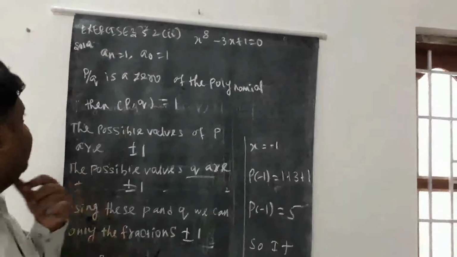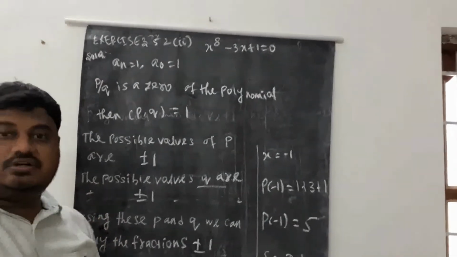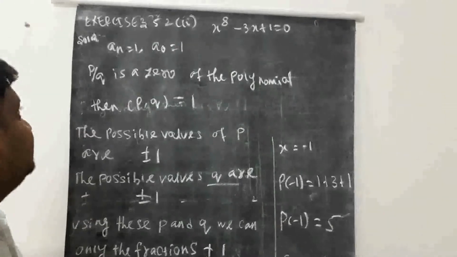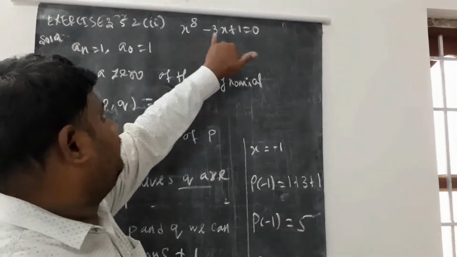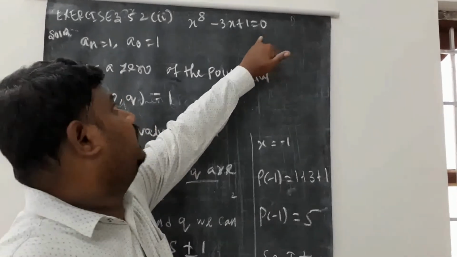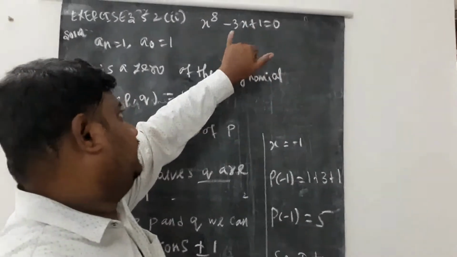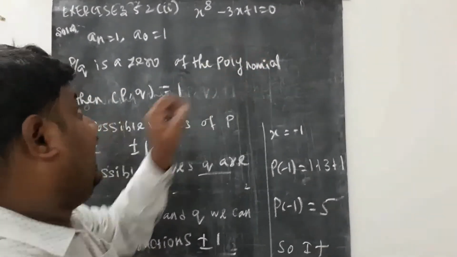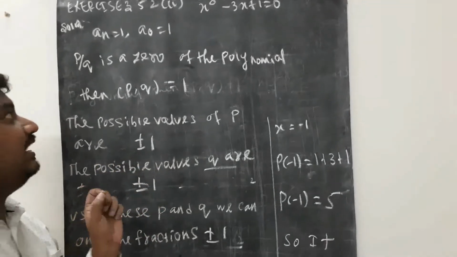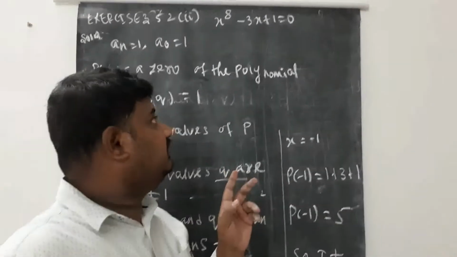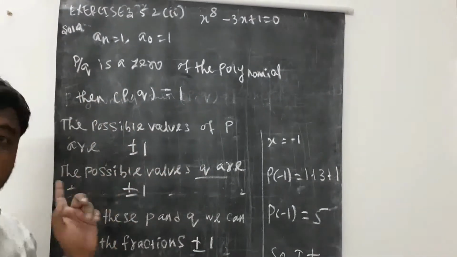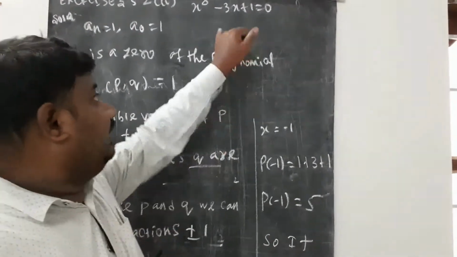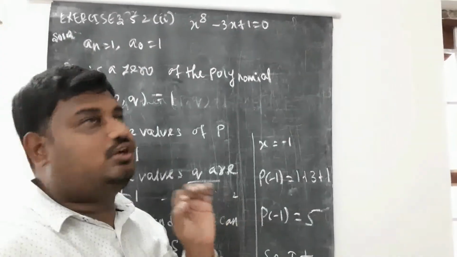Dear students, in the previous problem, using the rational root theorem, we solved one problem. The same concept applies to exercise 3.5, the second problem: x cube minus 3x plus 1 is equal to 0. This problem asks us to examine the rational roots. So the difference from the previous problem, where we found the roots of the polynomial equation, is that here we only examine the rational roots of this equation.